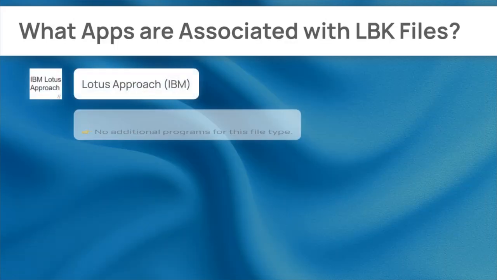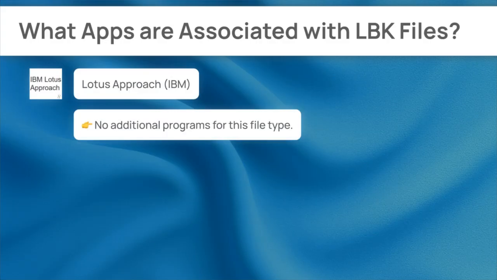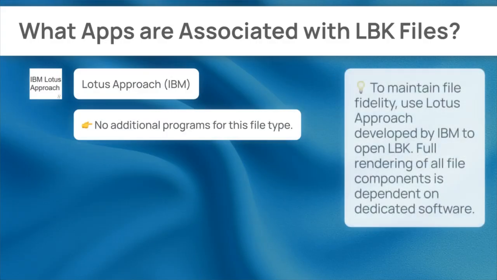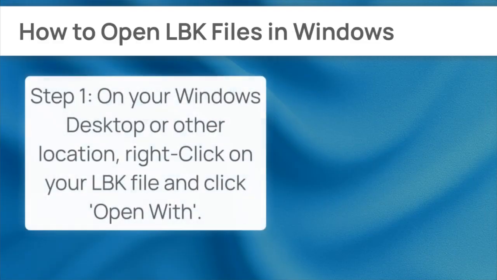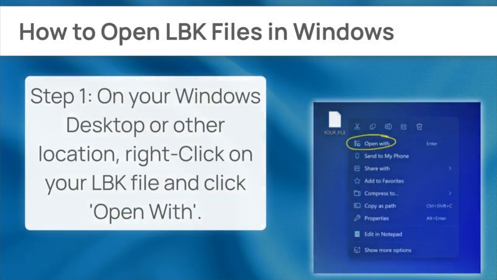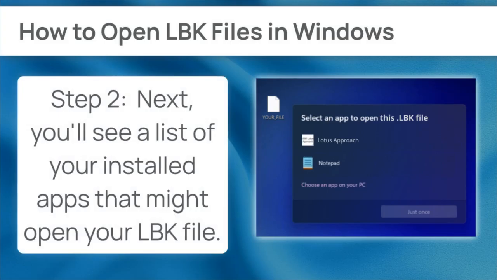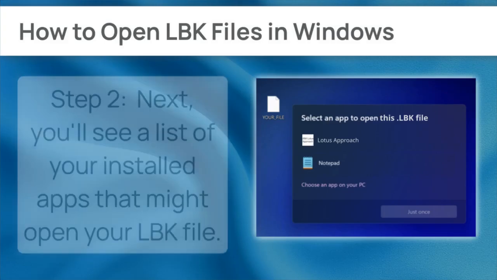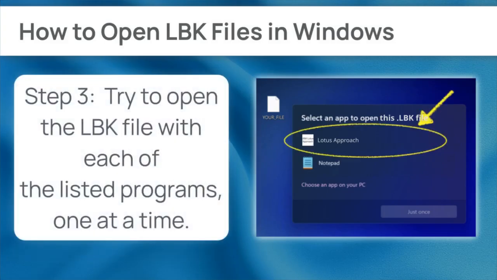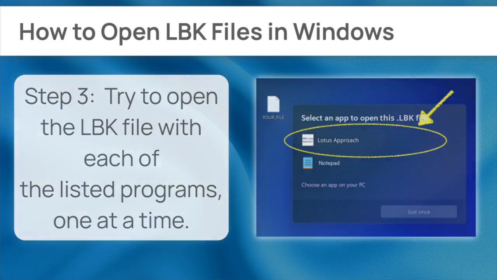Lotus Approach, developed by IBM, is often used as the source validator for LBK. Windows only supports view-only mode, necessitating dedicated editing software for changes. Windows may display the document, but complete editing features require a compatible application. To unlock the specific LBK file, right-click your file and select Open With. If Lotus Approach is available, use that first. If it's missing, choose another program. Testing is the only way to be sure.